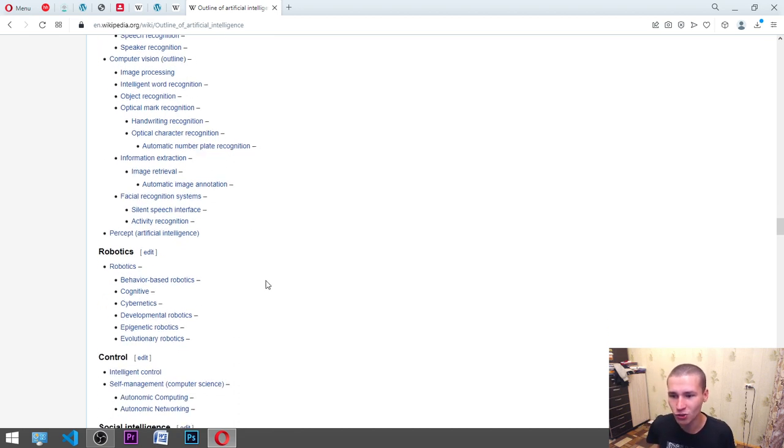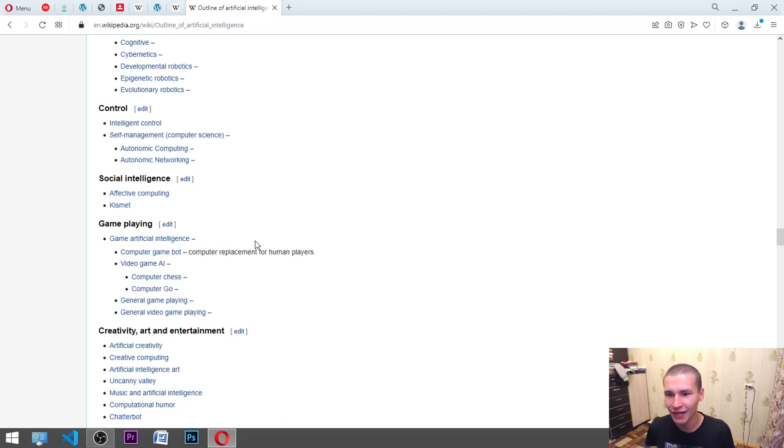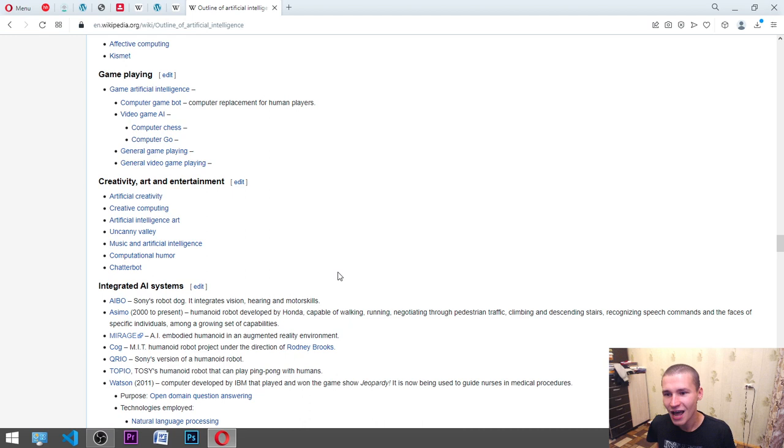percept, artificial intelligence, robotics, behavior-based robotics, cognitive, cybernetics, developmental robotics, epigenetic robotics, evolutionary robotics, control, intelligent control, self-management, computer science, autonomic computing, autonomic networking, social intelligence, affective computing, Kismet, game playing, game artificial intelligence, computer game bot, computer replacement for human players, video game AI, computer chess, computer Go, general game playing, general video game playing, creativity, art and entertainment, artificial creativity computing, artificial intelligence art, uncanny valley, music and artificial intelligence, computational humor, a chatterbox, aggregated AI systems.